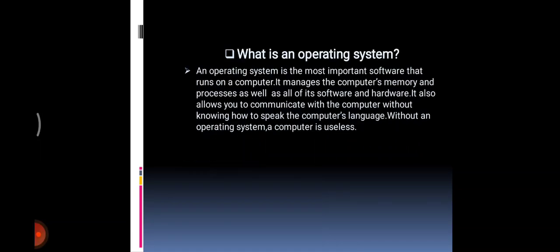First of all, we have to know what is an operating system. An operating system is the most important software that runs on a computer. It manages the computer's memory and processes as well as all of its software and hardware. It also allows you to communicate with the computer without knowing how to speak the computer's language. Without an operating system, a computer is useless.